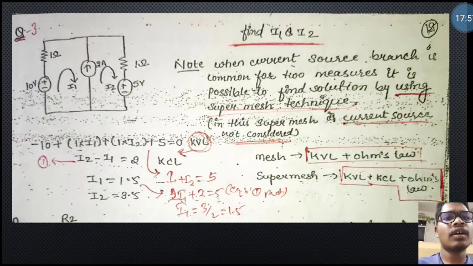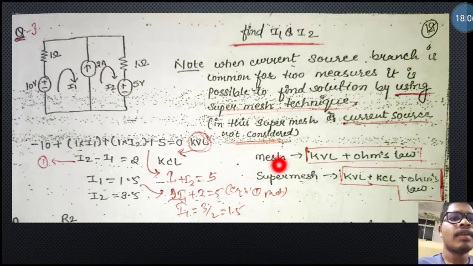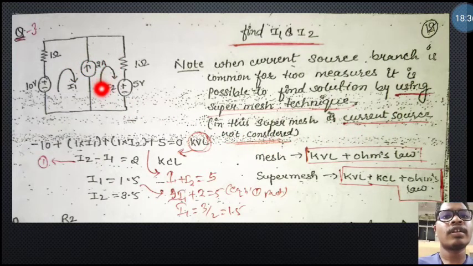So before going to our calculation, I want to discuss the Supermesh and mesh in a short manner. In mesh analysis we apply only KVL and Ohm's law, but in Supermesh we apply KVL and KCL with the help of Ohm's law also. And another important point, in this Supermesh, current sources are not considered. Here the 2 ampere will not be considered in this Supermesh.